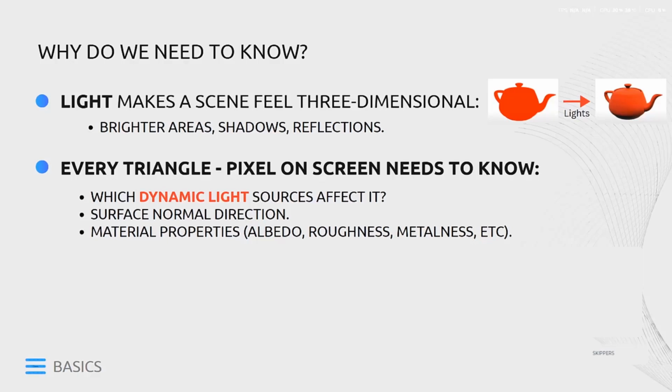For example, if we look at this object here on the screen, it may appear 2D, but when adding some lighting layers, it becomes 3D. So each triangle or pixel on the screen must know which dynamic lights affect it, and the normal direction, material properties. And why do I mention dynamic lights and not static lights?